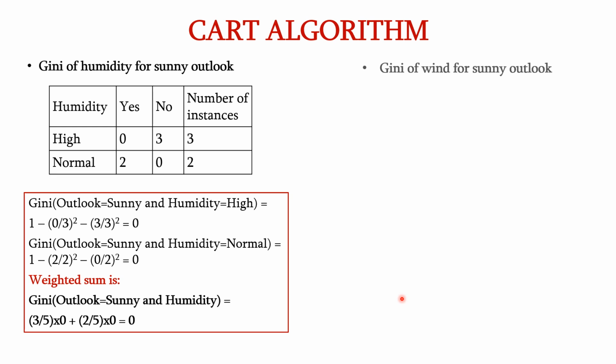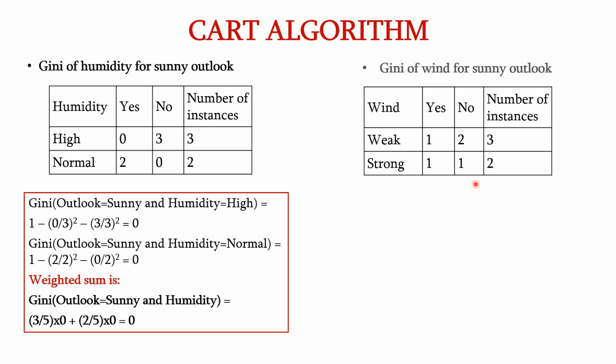Next let us consider the feature wind and find the Gini index for a sunny outlook. For wind, we know that we have two values, weak and strong, as per the original table. The total number of instances for weak is 3, the number of yes instances is 1, and the number of no instances is 2. And for strong, the total number of instances is 2, for yes it is 1, and for no it is 1.